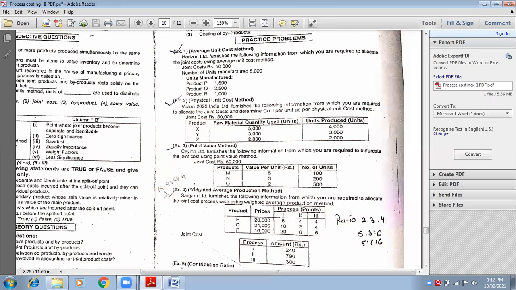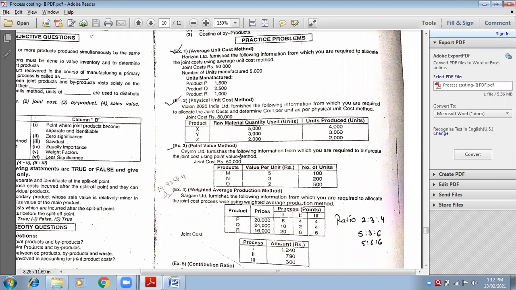Next line, fourth line: ratio based on the value. 5 is to 6 is to 10. Now, what is my joint cost? Next line, joint cost, 50,000. Very good.